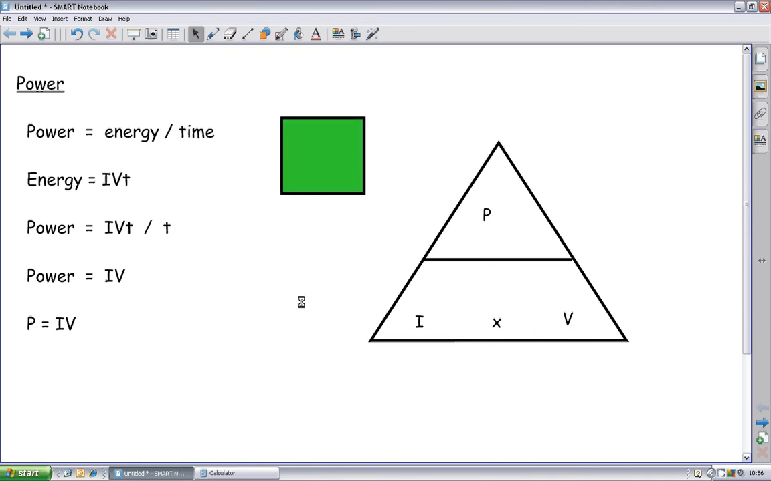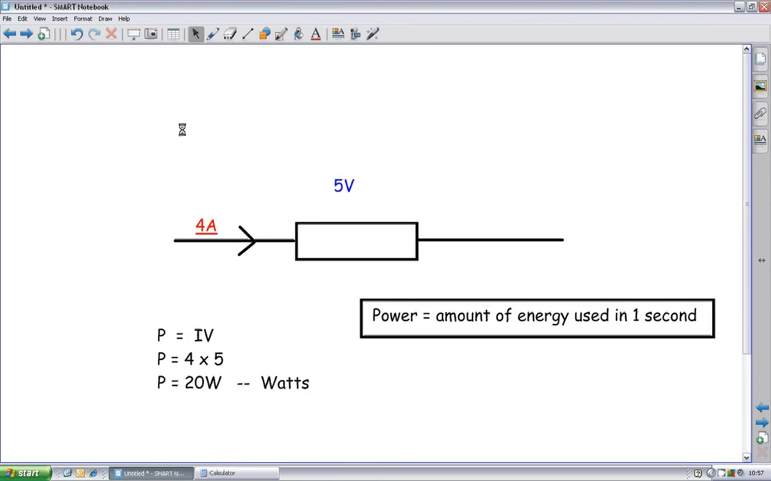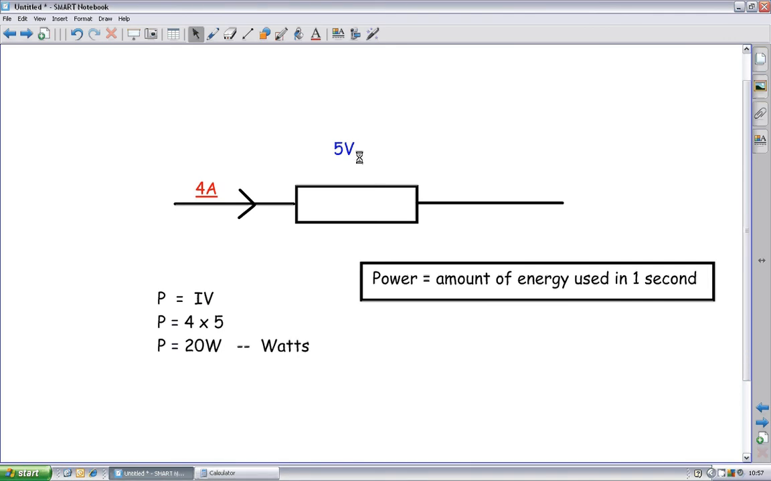The unit for power is, as before, the watt, just as in mechanical energy, and it's got a symbol of capital W. So let's do a quick example. If I have a little resistor with 5 volts being used in it, and I've got 4 amps of current traveling its way through it, then the power is P equals I multiplied by V. That leaves the power equal to the current, which is 4 amps, multiplied by the voltage, which is 5 volts. So that leaves me with a power of 20 watts.